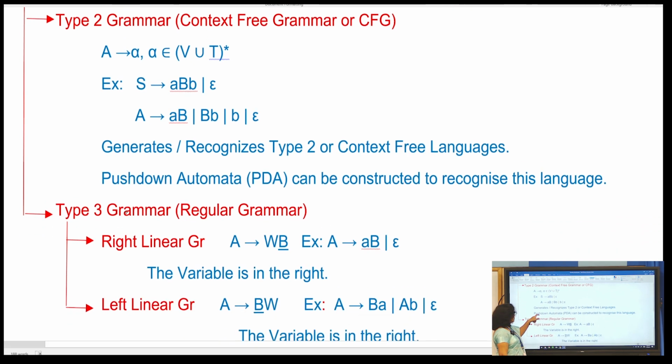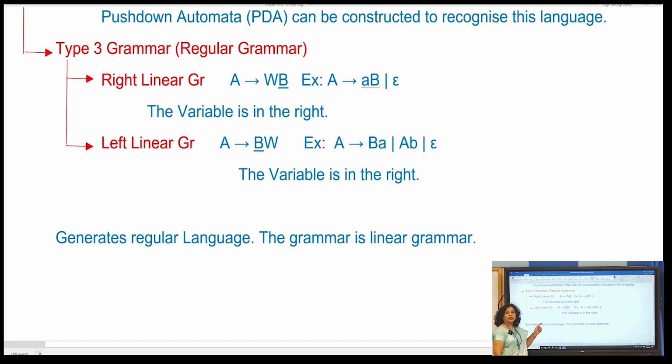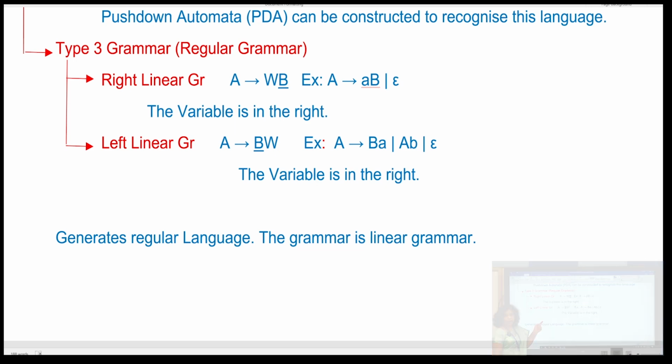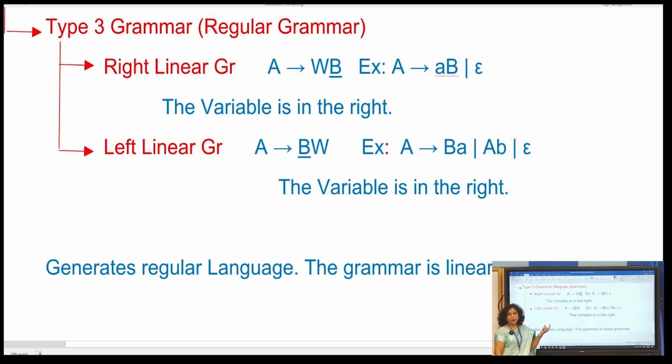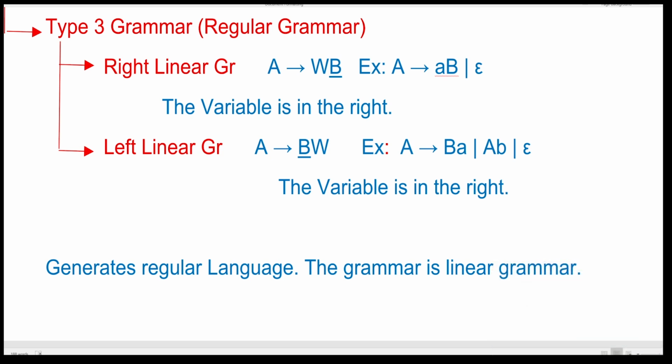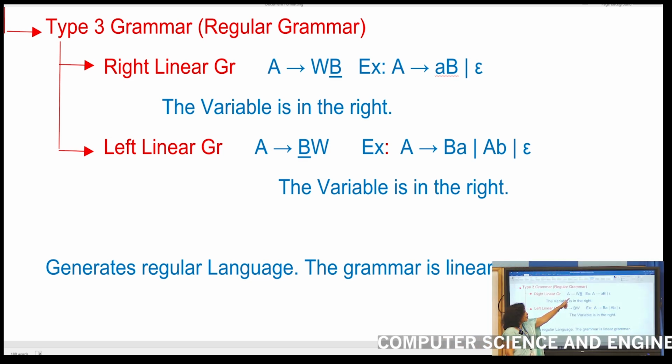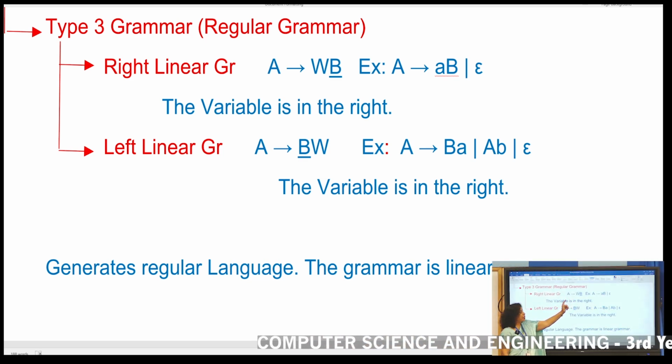The third type is type 3 grammar. It is also called as regular grammar. This regular grammar is classified into two types. The first type is right linear grammar. In right linear grammar, the variable is towards the right. The production will be of the form A produces wB.